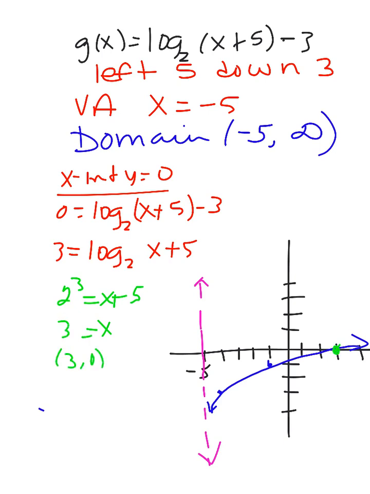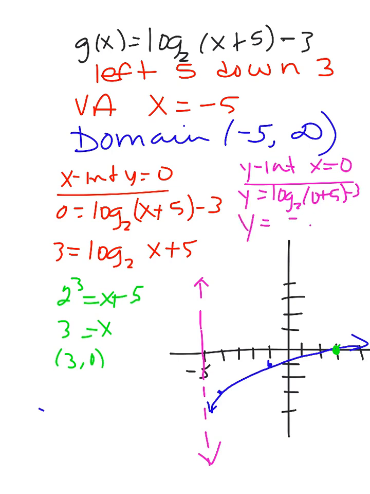And now I want my y-intercept. That's when x is equal to 0. Y equals log base 2 of 0 plus 5 minus 3. Plug into the calculator. And when I plug that in the calculator, I get y is equal to negative 0.678. Obviously, that's rounded. So my y-intercept is 0 comma negative 0.678.